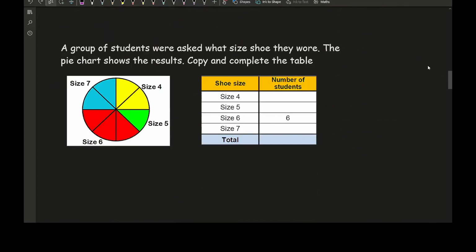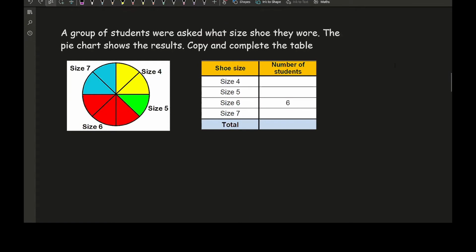So let's look at another question. In this question, it says that a group of students were asked what size shoe they wore. The pie chart shows the results. Copy and complete the table. Now for this, it hasn't given me the total, but it has told me how many are wearing size 6. Size 6 is 3 sections, and that equals 6 people, or 6 students I should say.